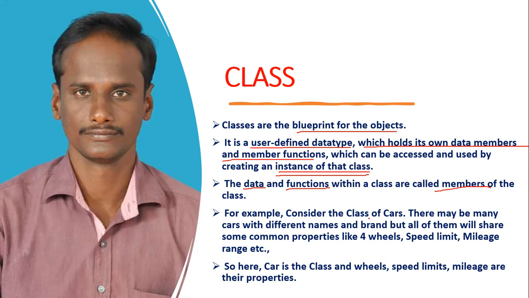For example, consider a class named car. There may be many cars with different names and brands, but all of them share some common properties, like four wheels, which is common for all types of cars, a speed limit, maybe 60 for all, and a mileage range. These are common properties for all cars. So here, car is the class, and wheels, speed limit and mileage are its properties.